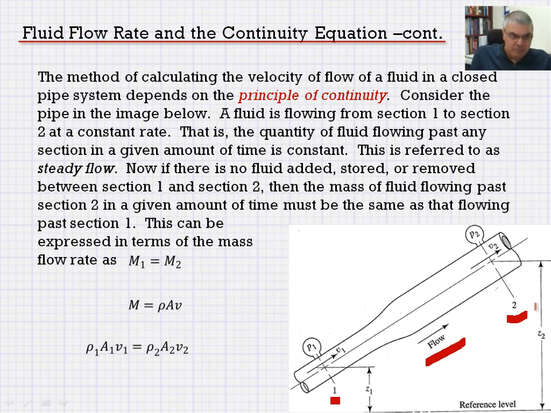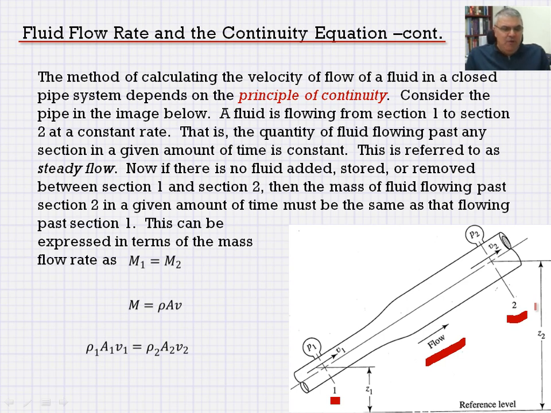So it's important to realize that. The method of calculating the velocity of flow of fluid in a closed pipe system depends on the principle of continuity. If you consider the pipe that I just showed you, sections A and B, the fluid is flowing from section 1 to section 2 at a constant rate. That is, the quantity of fluid flowing past any section in a given amount of time is constant. This is referred to as steady flow, and that's what we would concentrate on now. And this is a steady flow.